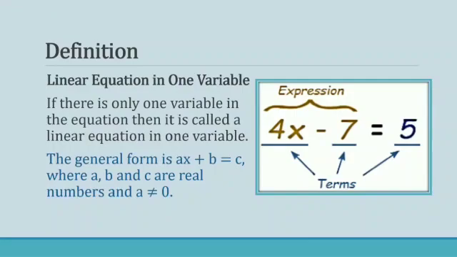Here the condition given is a is not equal to 0 because a is the coefficient of variable x, and if a is 0 then a into x, that is 0 into x, is equal to 0. So there will not be any term which is having variable in it. So here the condition is a is not equal to 0, where a is the coefficient of x.